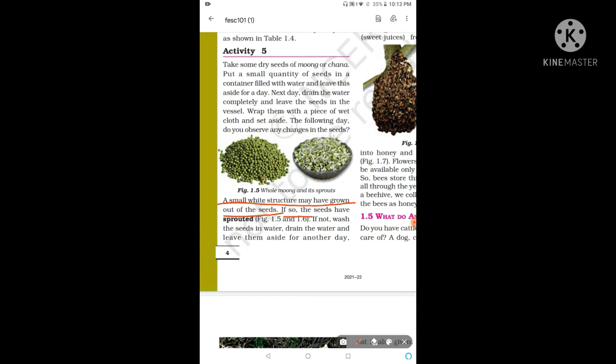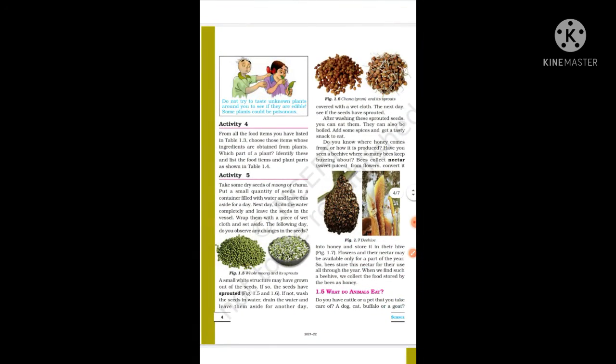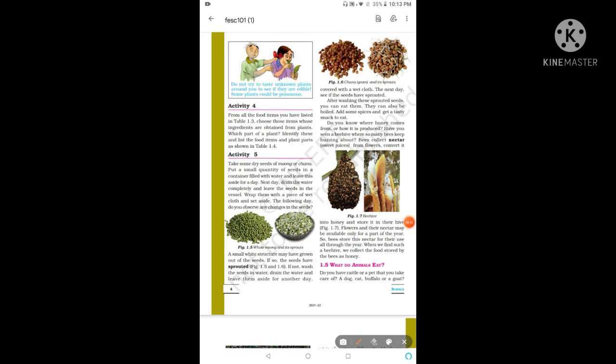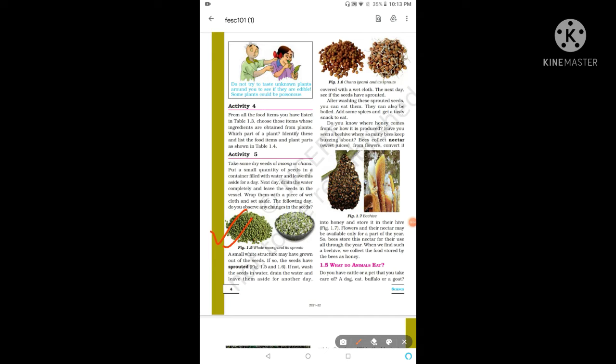If so, the seeds have sprouted. This is called sprouted. In figure 1.5, in this figure and in this figure, you can see the difference. See, this is more, right? This green sprouts, and these are white brown sprouts, which are called chana. You all have eaten it also. Your mothers cook it at home, right?